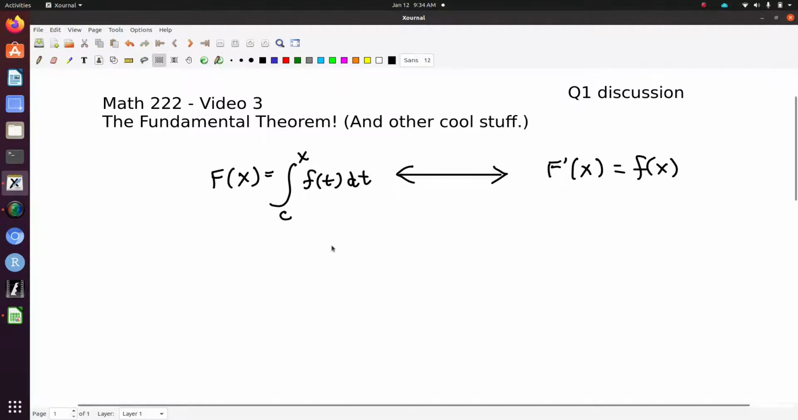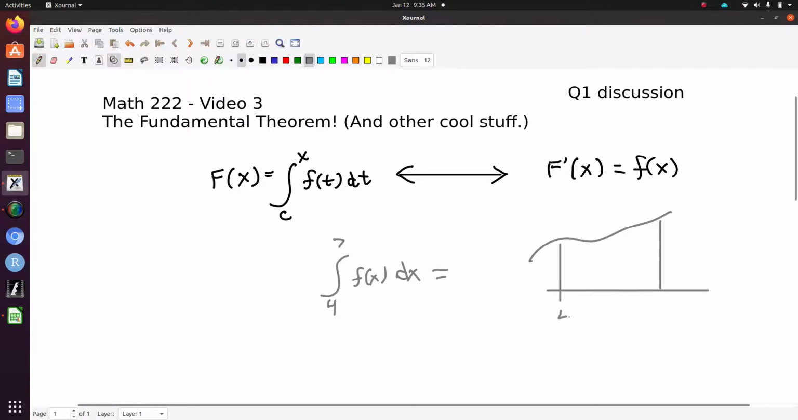If we're being asked to calculate something from time, I don't know, 4 to 7, whatever that means, and then there's some function, and we're going to call this little f of x dx. What does this mean? This means we want to know the area under the curve from 4 to 7. Well, what does that mean?